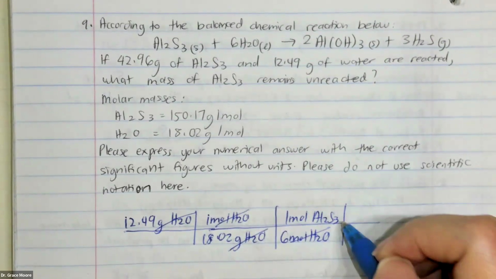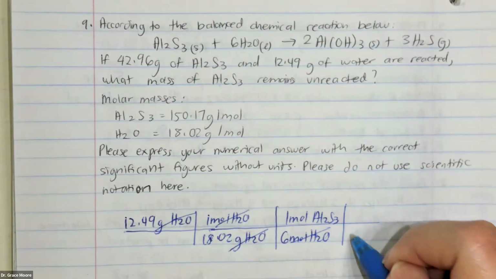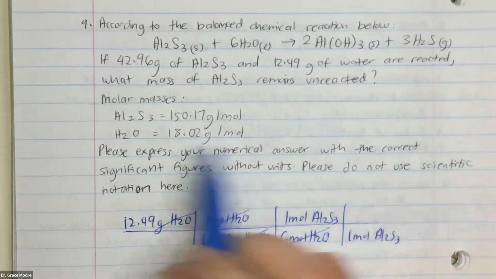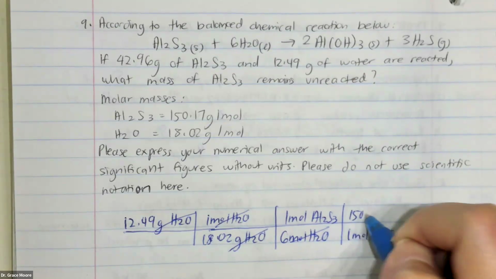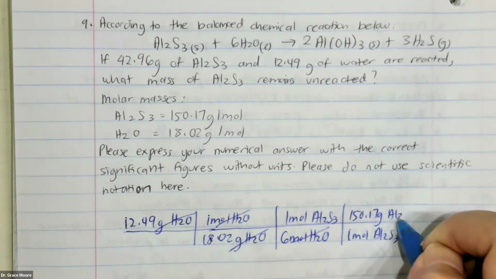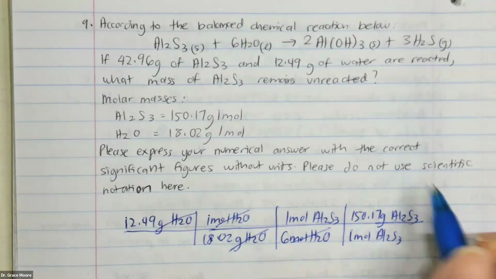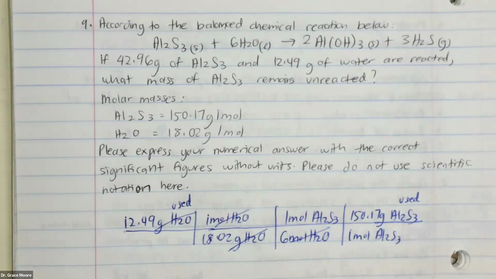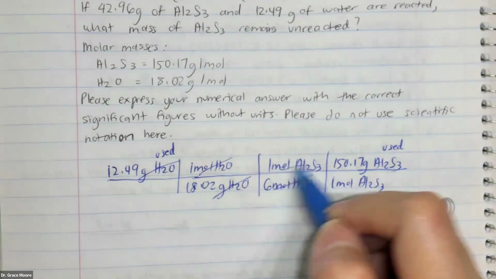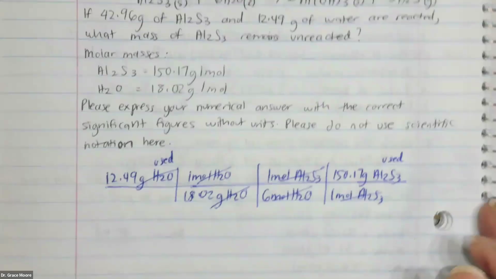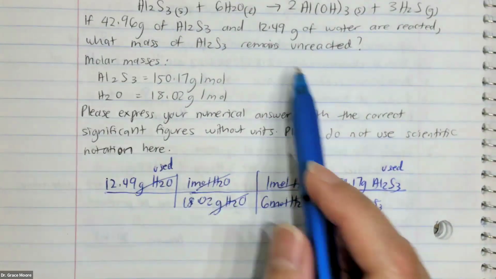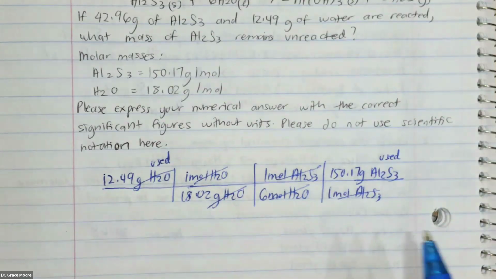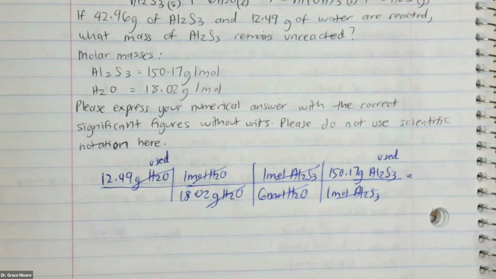And then because I know how much of that in moles is used, let's convert it to grams, where I know 1 mole of Al2S3 weighs 150.17 grams. Now remember, this is how much was used. So the answer here is how much was used. Okay? So if you know how much was used and you know how much you started with, can you just get what's left over? So in this case, let's find out how much was used.